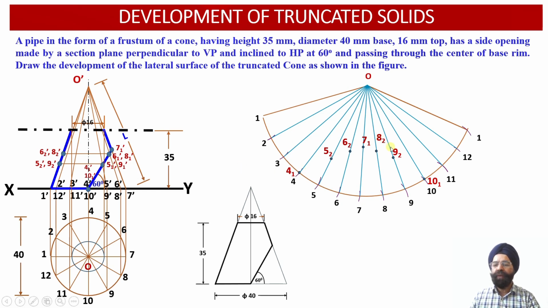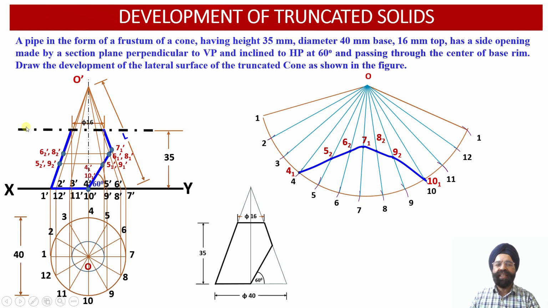So all the points of intersection we have been able to obtain over here. Now we can join all these points with the help of a curve. So now the development of the intersection of the cone by this AIP has been obtained over here. Now let us obtain the development of the cone corresponding to this frustum over here.